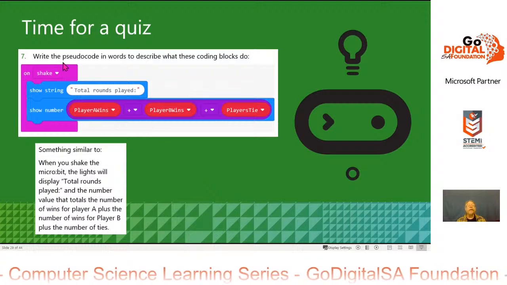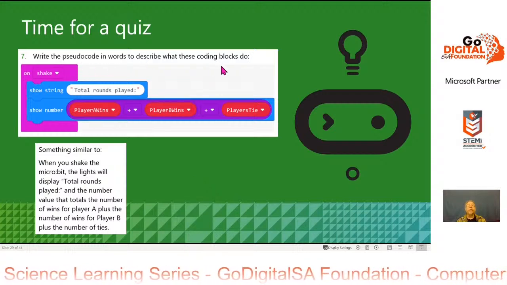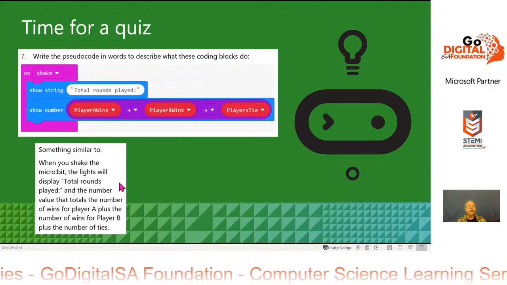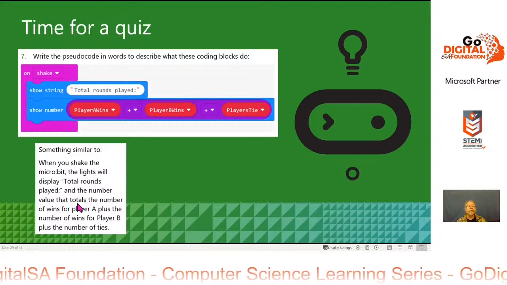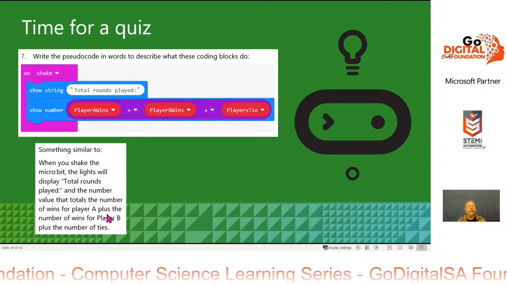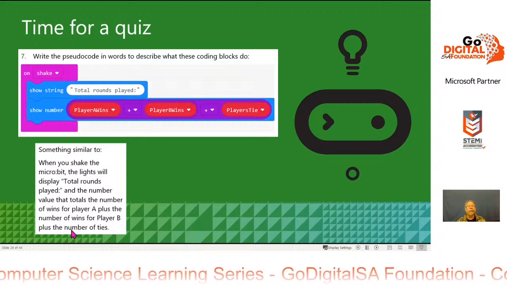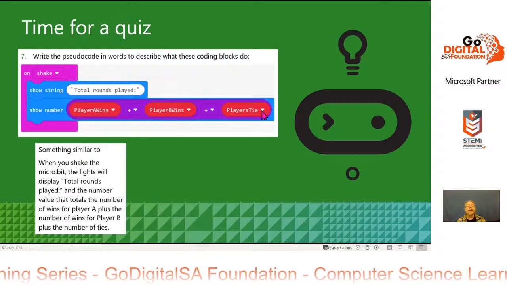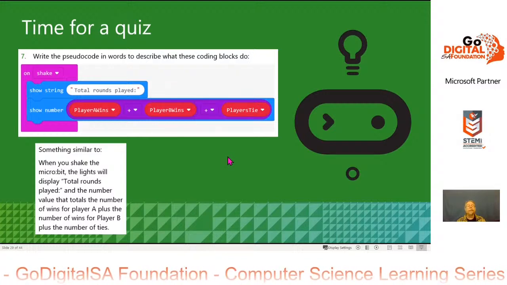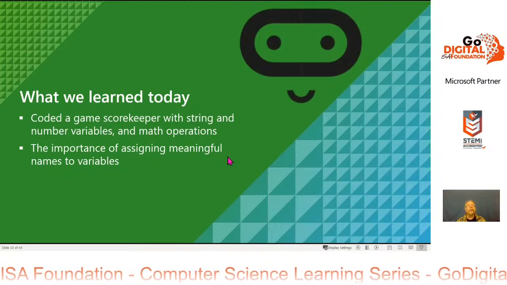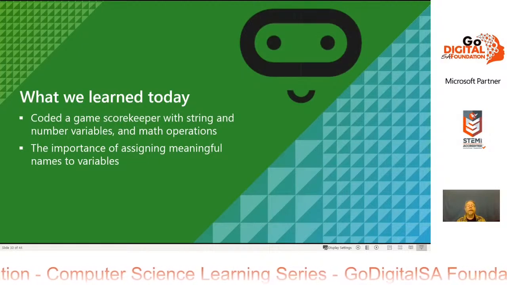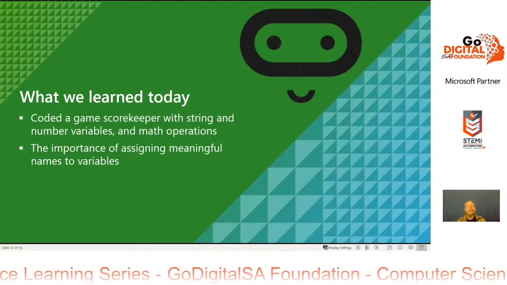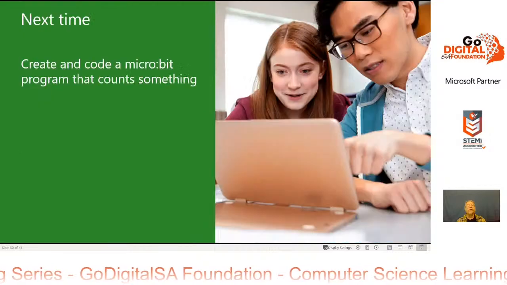Okay, so we needed to write the pseudocode in words to describe what these coding blocks do. So it's something like this. When you shake the microbit, the lights will display total rounds played and the number value that totals the number of wins for player A plus the number of wins for player B plus the number of ties. So it's player A wins plus player B wins plus player's tie, all added together. So what we learned today, we coded a game scorekeeper with strings and number variables and math operations. And we saw the importance of assigning meaningful names to variables.